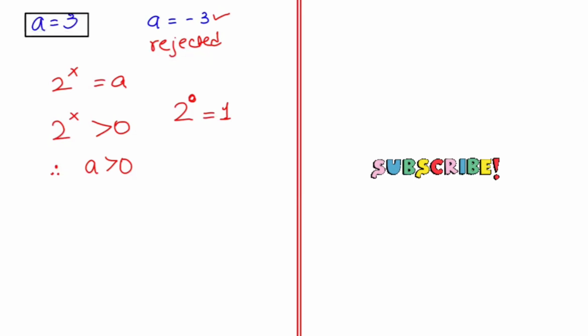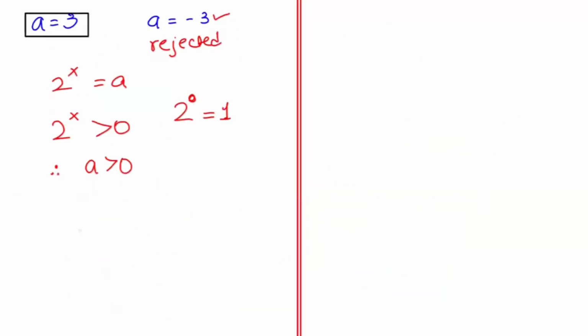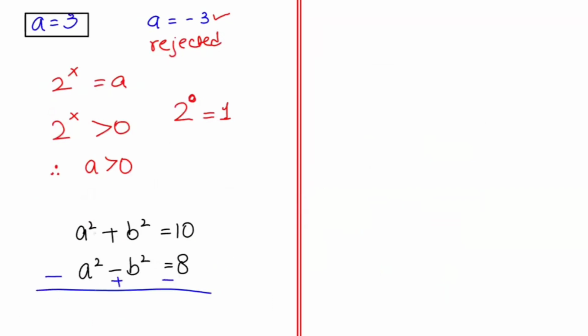Now I am going to find the b value here. I am going to rewrite both these equations again. We have a square plus b square is equal to 10, and a square minus b square is equal to 8. Now I am going to subtract both the equations, so I am going to change the signs here. The a squares get cancelled, and this will be 2b square is equal to 10 minus 8, so I will get 2.